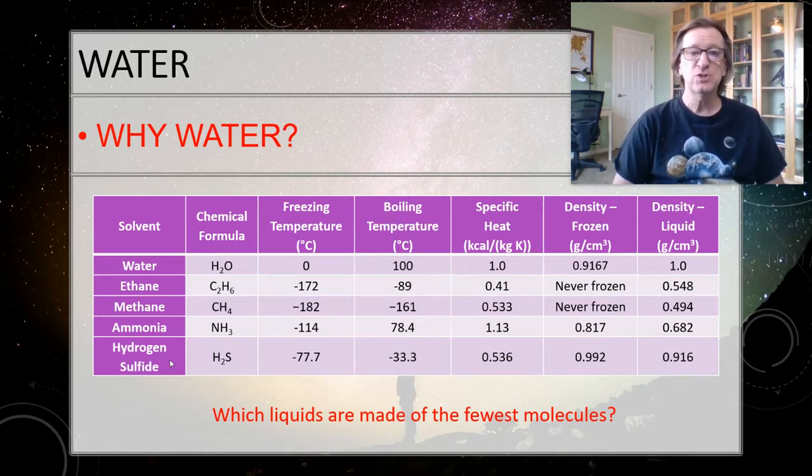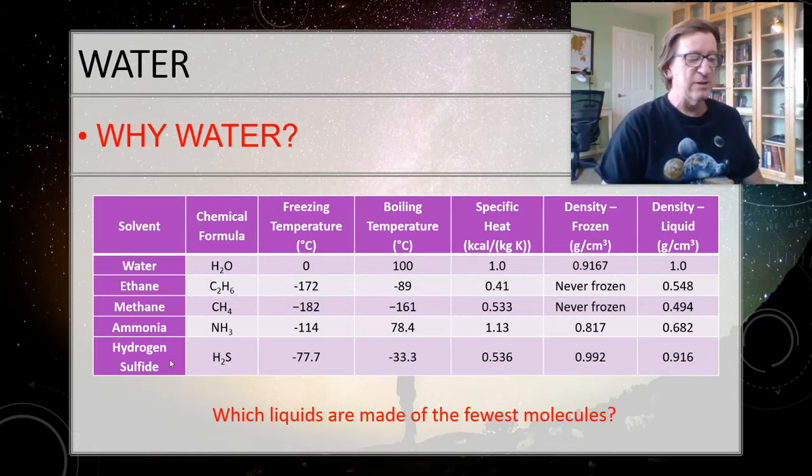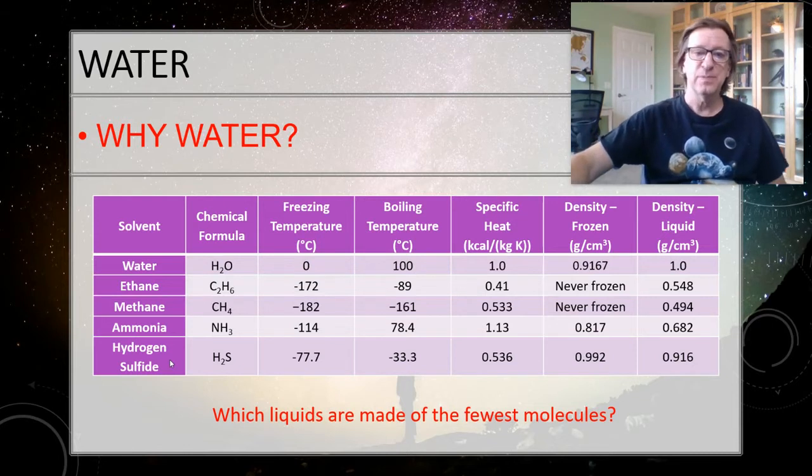Okay, so which 2 are made up of the least number of atoms? It's going to be water and hydrogen sulfide. Water is H2O, so it's only 3 atoms. Hydrogen sulfide is H2S, so it's also 3. All the rest of them have more than 3. Ammonia has 4, methane has 5, ethane has 8. So far, water and hydrogen sulfide are our best bets.